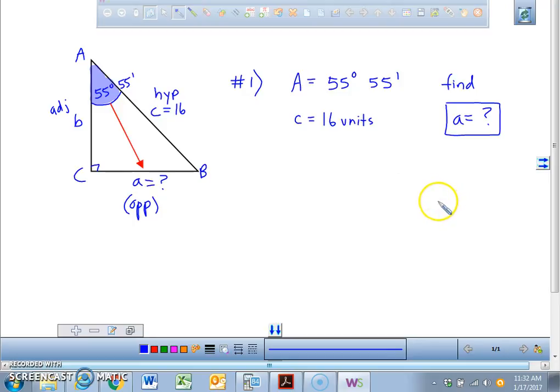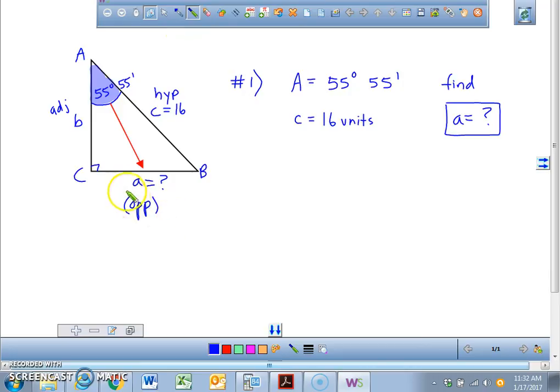Now, everybody, I'm going to highlight the side that we're looking for. That's what we're looking for. I'm going to highlight the side that we have.